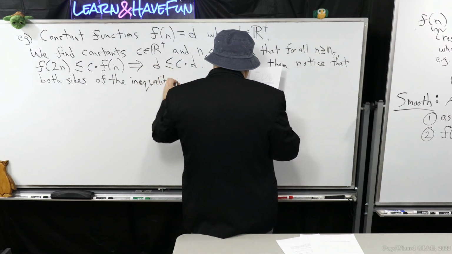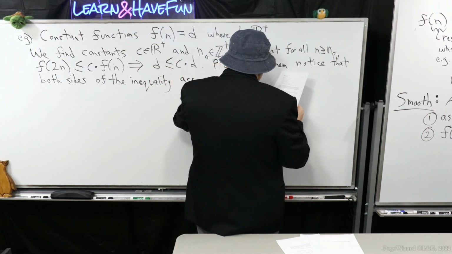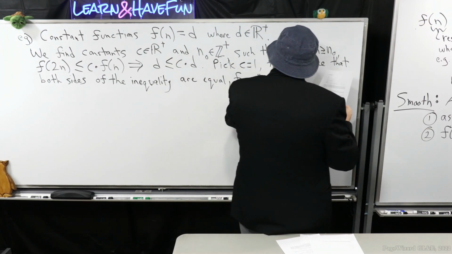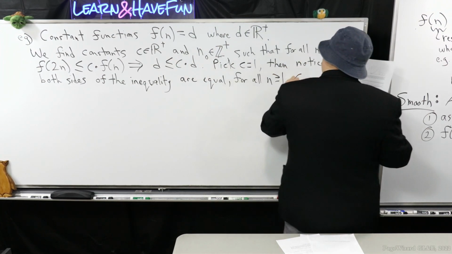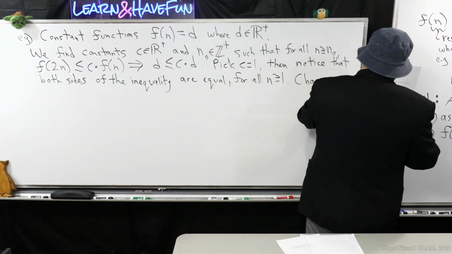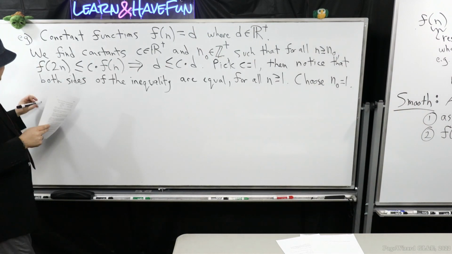Both sides of the inequality are equal for all n equal to 1. So that means you just choose n0 is equal to 1, and then you're done. And now we just have to invoke the definition of big O, and we're piece of cake, right?